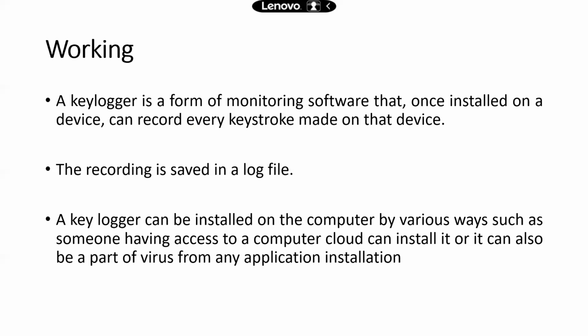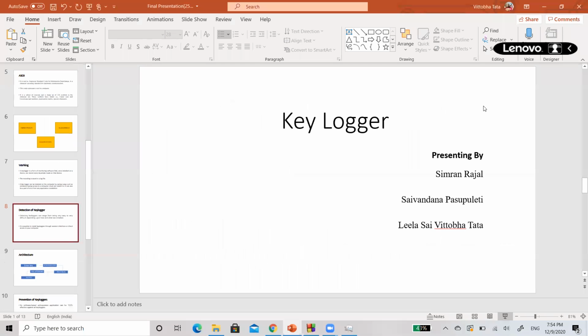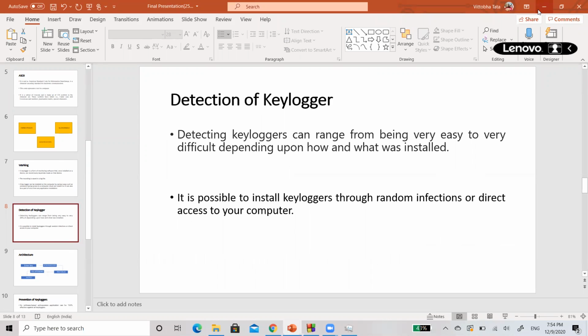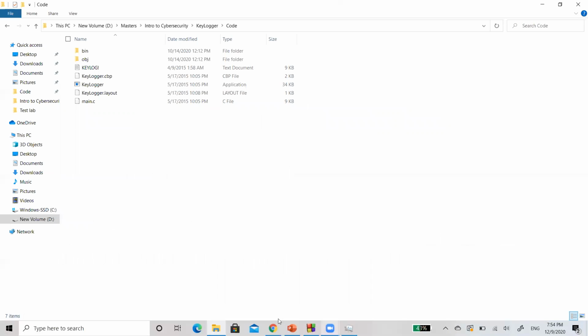So working, it's just a key monitoring software. It's like how a video recording software works to record your screen. The keylogger just records the keystrokes, but in a log file. A keylogger can be installed unintentionally or intentionally, but if it's installed, you might not know that a keylogger is running on your computer, and all your sensitive information like passwords and usernames will be sent to another person. So let me take you to the code and working.